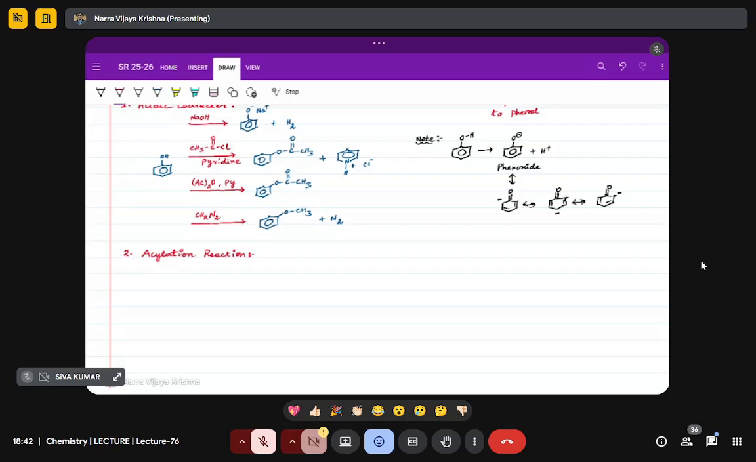What is this reaction? What is the second reaction? Is it an acylation reaction or not? What about this one, acetic anhydride? This is also acylation? Response, sir. So I am repeating the same.